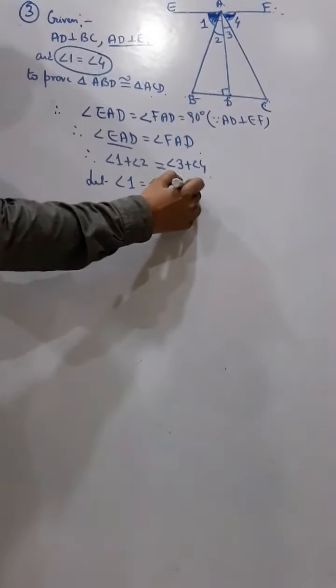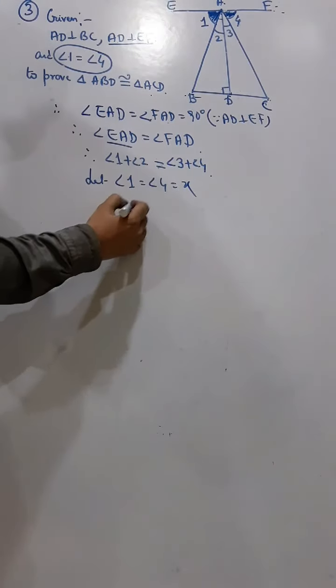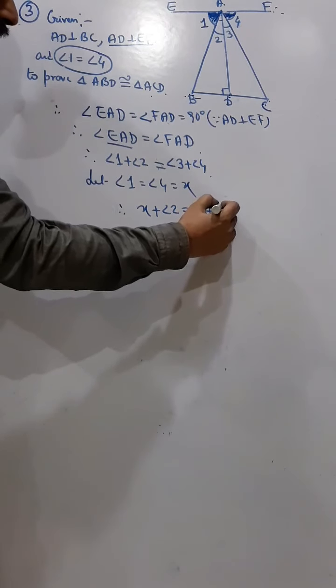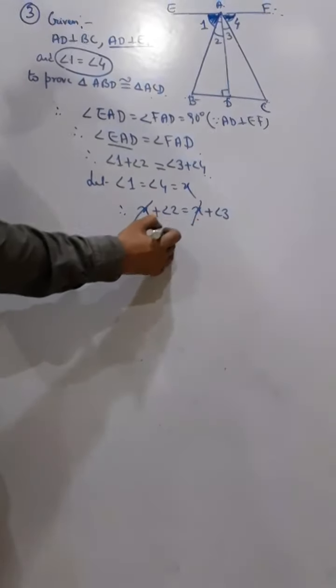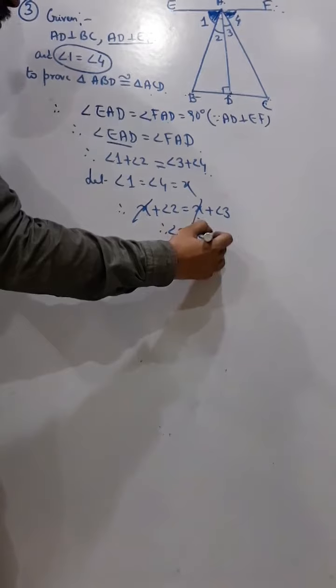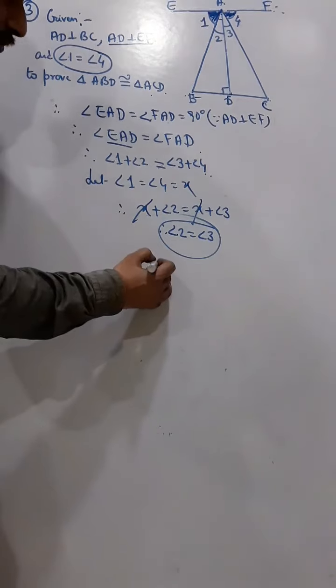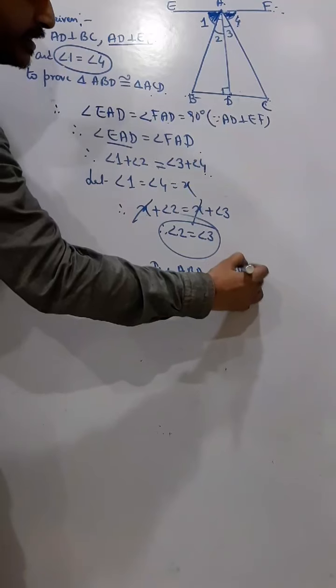But we will not write it like this. We can also say let angle 1 equal angle 4 equal x. Now we can clearly explain. Since this equals this, we have taken this as x and this as x. So what can we say? We can say x plus angle 2 is equal to x plus angle 3. Angle 4 I am putting x, angle 1 I am putting x. Now x and x got cancelled. Finally you got angle 2 equals angle 3. Understand?